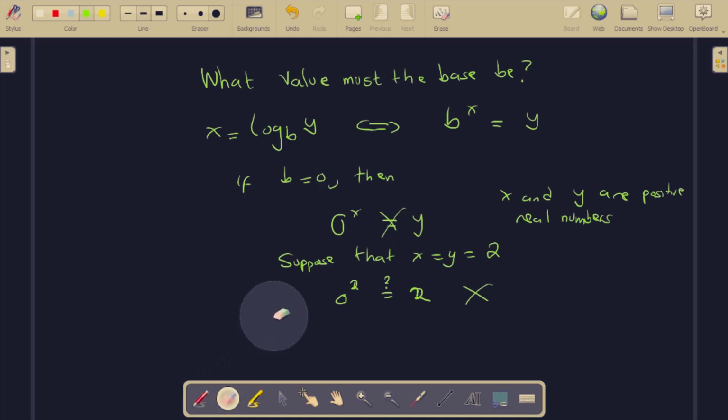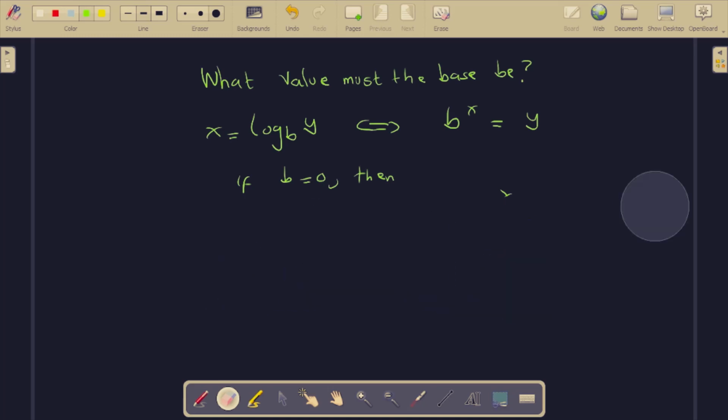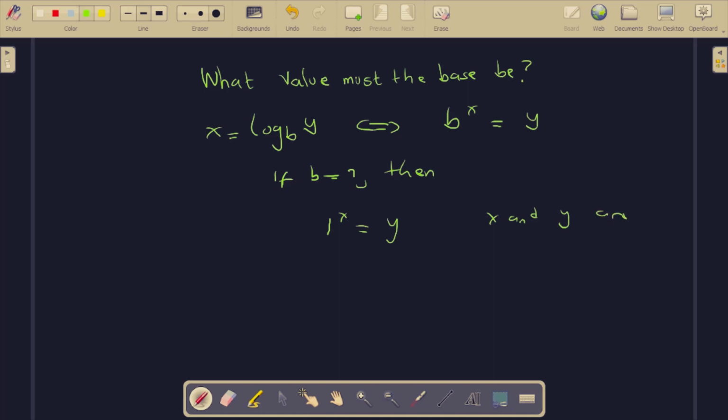Well, can the base of the logarithm be 1? Let's try that out. If b is equal to 1, what does that mean? Then we have that 1 to the power of x is equal to y. And now let's say x and y are positive real numbers, for simplicity again. So what is going to happen?